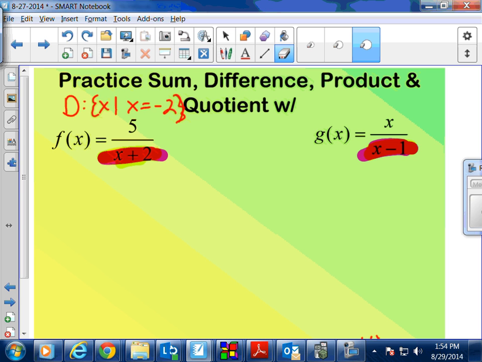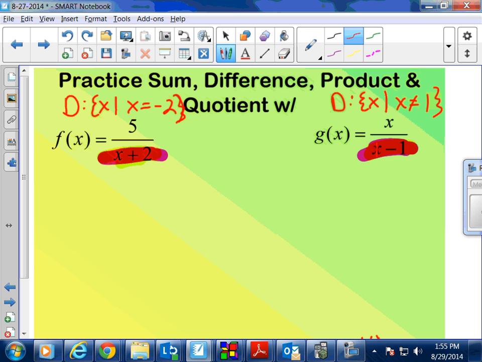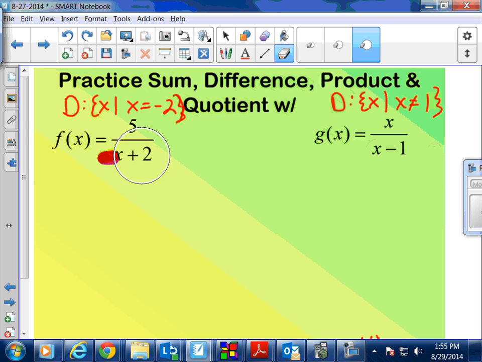Now let's go over to the next one. We're also going to define the domain here. On this one, the domain is all real numbers such that x does not equal +1, because if +1 came in here, we would have 0, and again we would have an error in our domain, or it does not exist. So those are our two domain restrictions. Now let's move into the actual practice of doing the sum, the difference, the product, and the quotient. Let's first start with the sum.